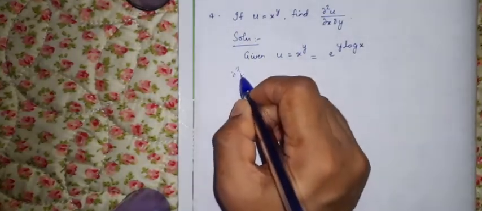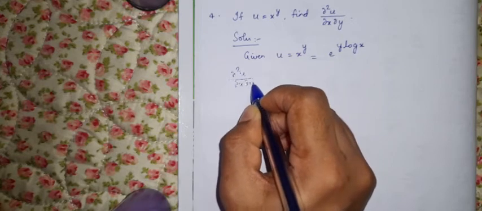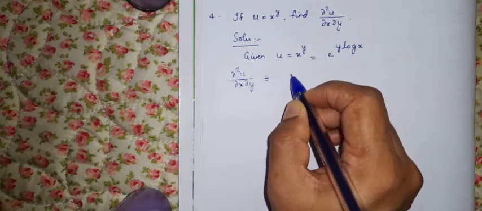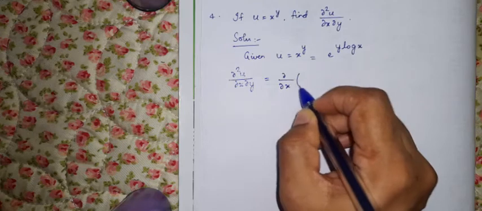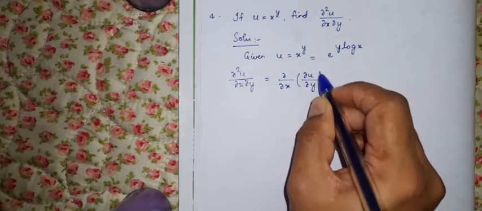Now we need ∂²u/∂x∂y. This can be written as ∂/∂x of ∂u/∂y.